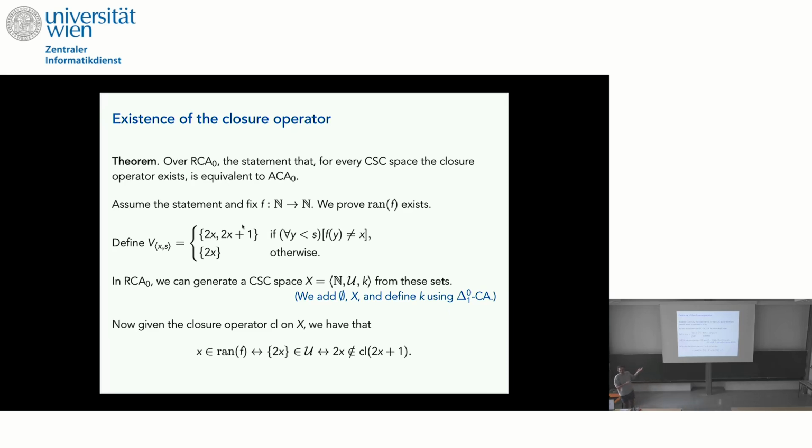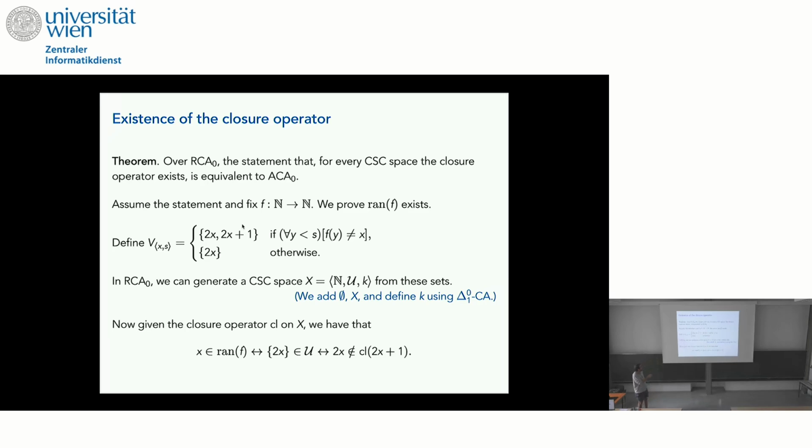Like, it cannot not happen, right? So just for fun, let's do it. Let's assume that we have the statement: for every CSC space the closure operator exists. That's a principle, right? An instance is a CSC space, and a solution is the closure operator. And we want to prove AC naught, so what are we going to prove? We're going to prove that ranges of functions exist. So here's a function from n to n, let's prove its range exists.